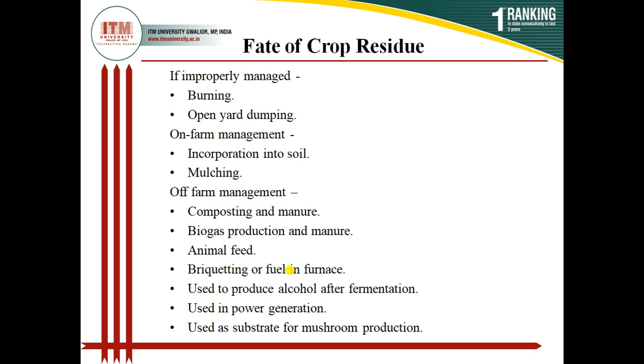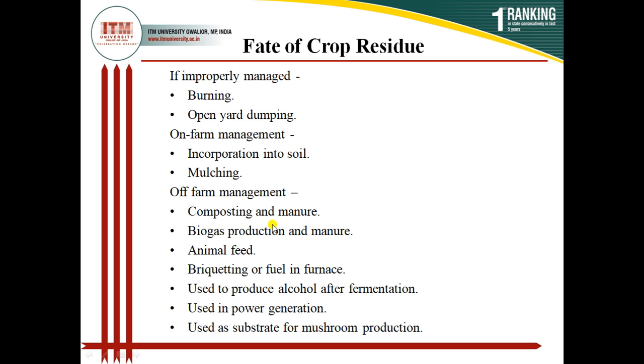For example, if agriculture waste is going for animal feed, meaning our crop residue is being used as food for the animals, it is not returning back to the field. Briquetting is a fuel. If we are burning it in a furnace as a fuel, this is not returning back to the field. So use for alcohol, use for power generation, these are the off-farm activities where the agricultural waste is used for other purposes. It is not returning back to our farm.